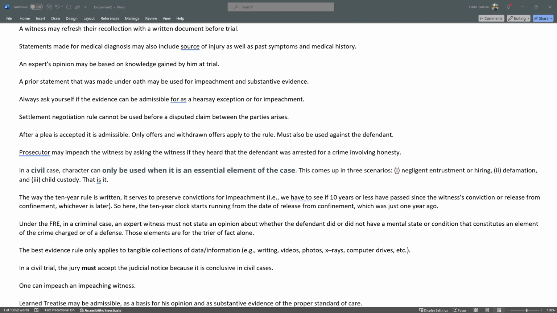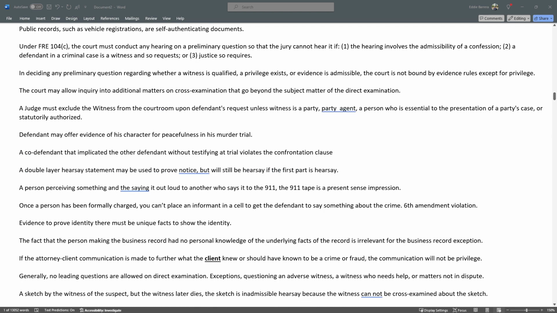In a civil trial, the jury must accept the judicial notice because it is conclusive in civil cases. One can impeach an impeaching witness. Learned treatise may be admissible as a basis for his opinion and as substantive evidence of the proper standard of care. Public records, such as vehicle registrations, are self-authenticating documents.